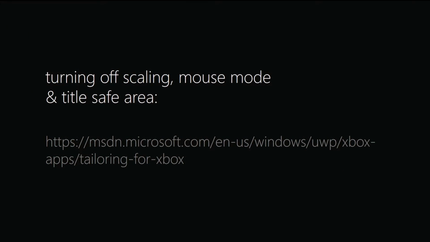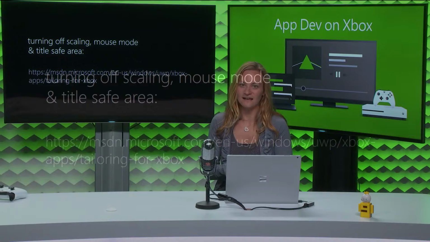Now, there are other methods, like turning off scale factor. I'm not going to go through that now, but you can find information on that, mouse mode, and title safe area if you go to msdn.microsoft.com, WAC-ENUS, WAC Windows.UWP, WAC Xbox, apps, and then tailored for Xbox. You can find that experience there and learn more.